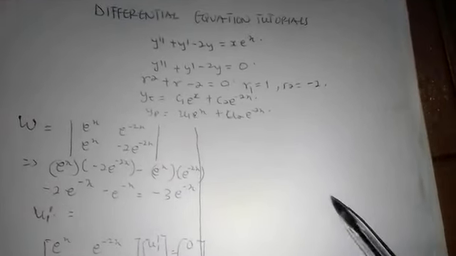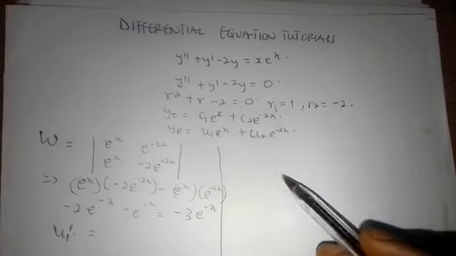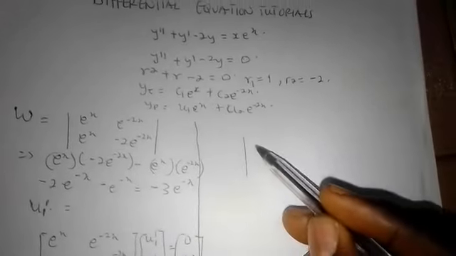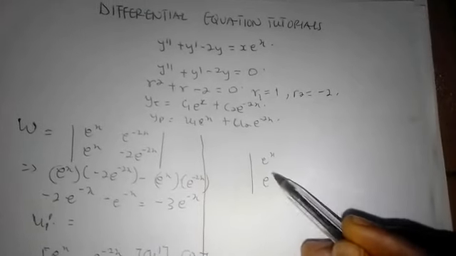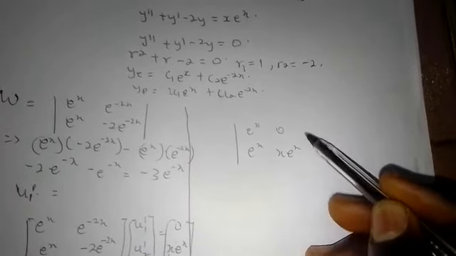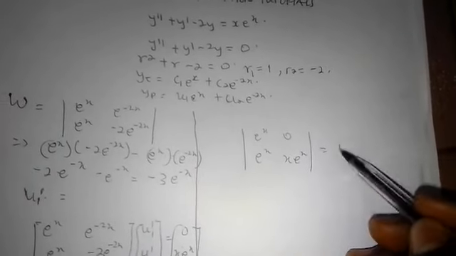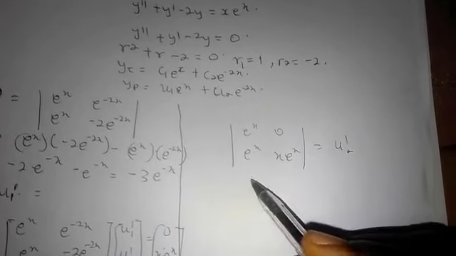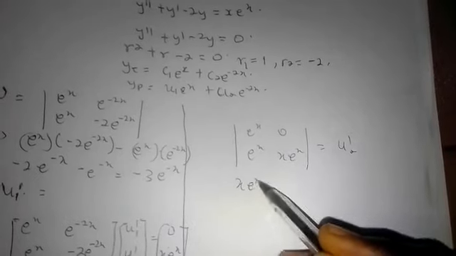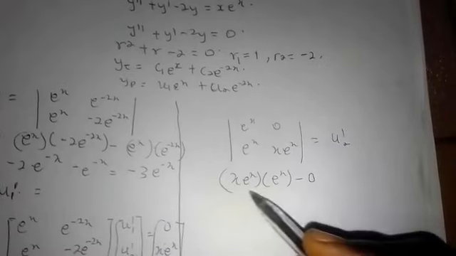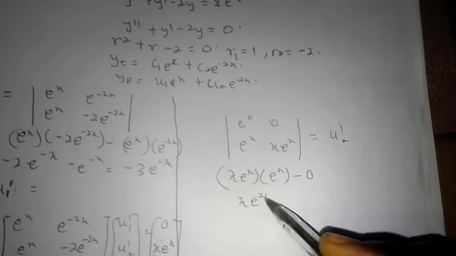So to find my u2, I'm going to find the determinant where this part will be replaced by this part. So e to the power x, where this part will be 0, then x e to the power x should be equal to my u prime 2. So this will give me this times this, and that will be x e to the power x minus 0 this. So this will be x e to the power 2x.